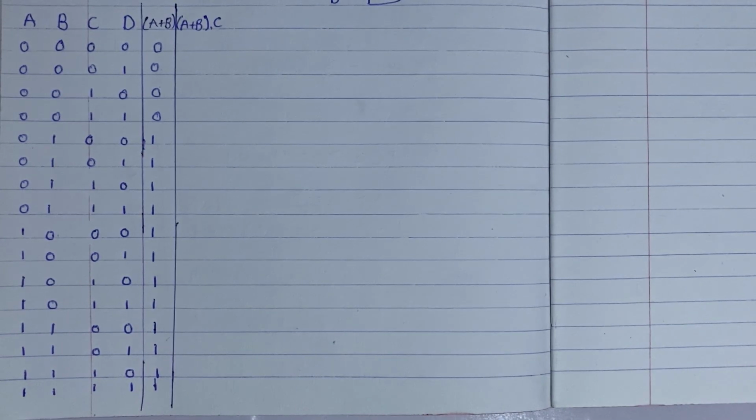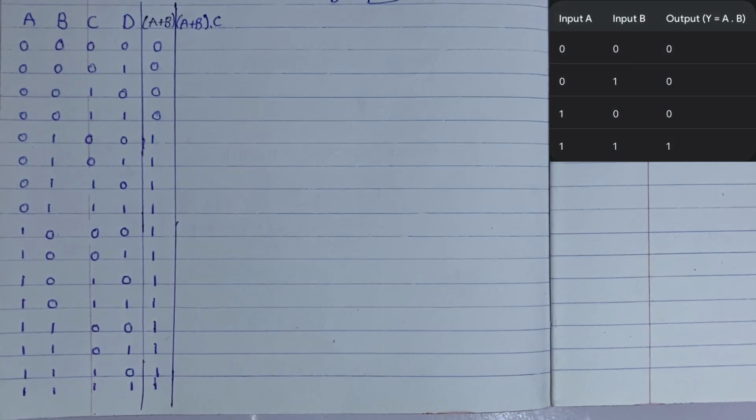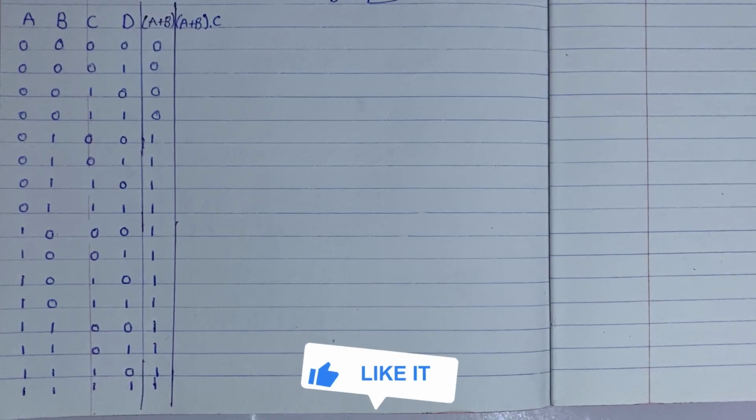Our next node is A or B and C. Our AND gate is 1 only when both inputs are 1. So let's look for situations where both inputs are 1 and output 1. Now we write 0 for the rest of the possibilities.